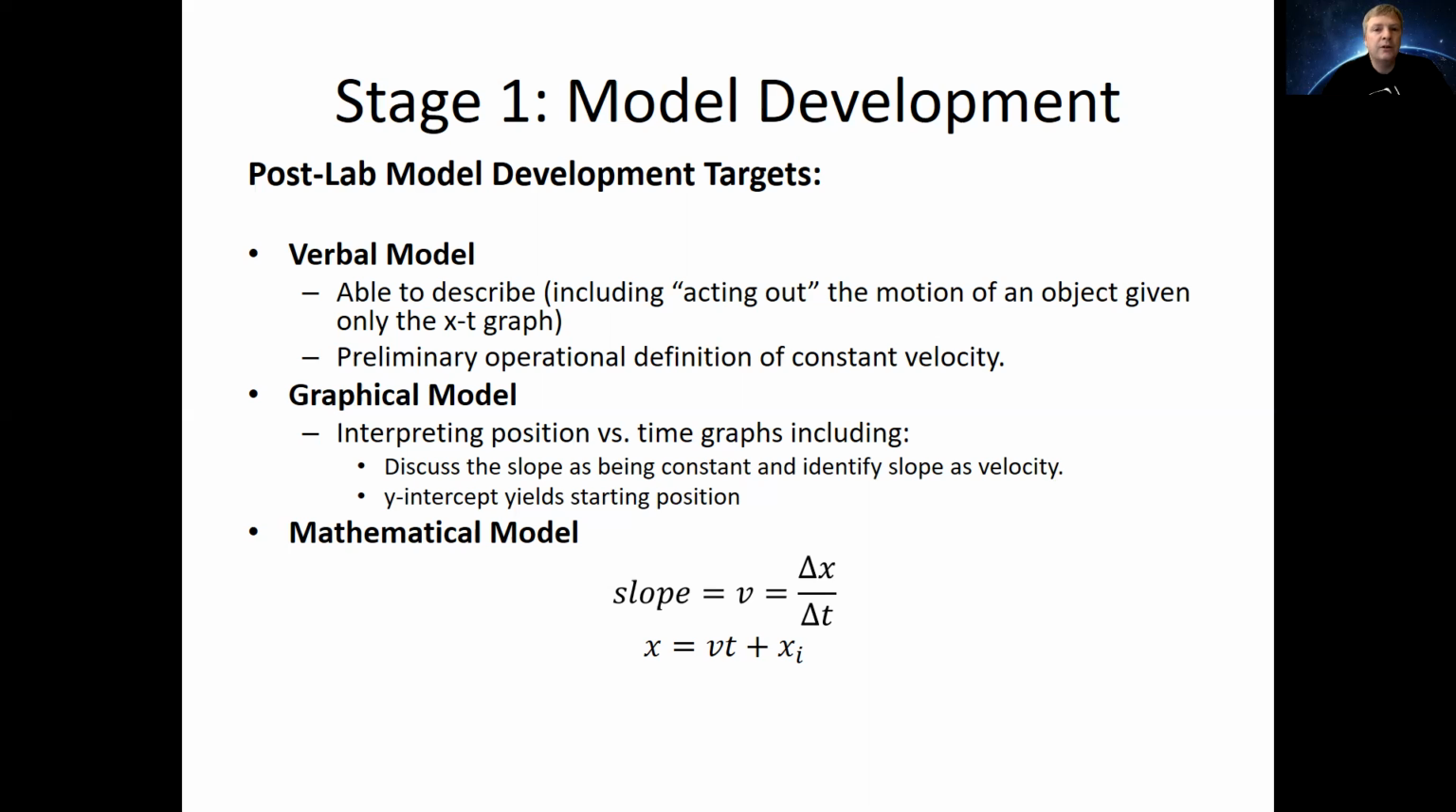And the final piece is they're also receiving a mathematical model. So they understand that the slope of that line describes the velocity of the buggy, a term we introduced during this discussion. And then they get this generalized equation on the bottom of the slide: the final position equals velocity times time plus the initial position, which can describe the position of any buggy that's moving with a constant velocity, as long as we know the velocity, how long it's been moving, and where it started.